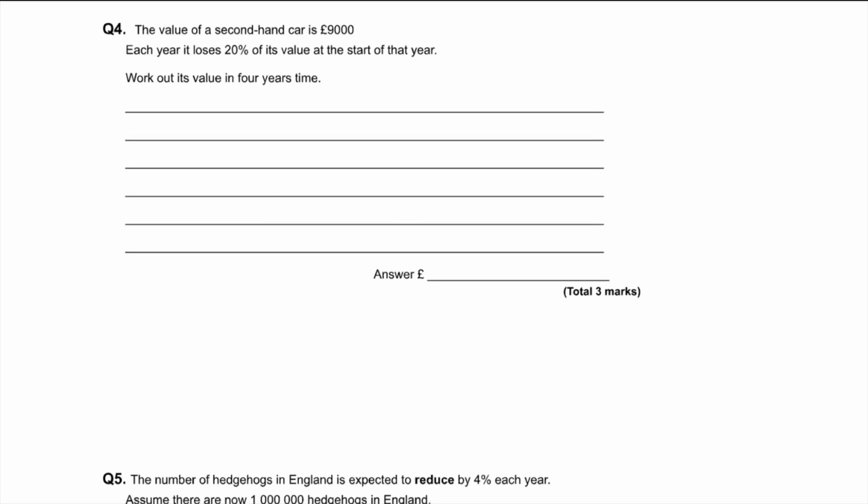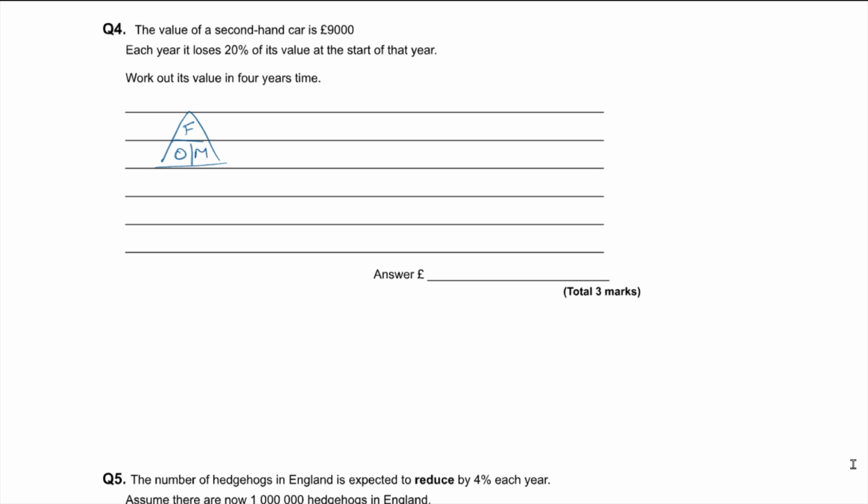Question 4. The value of a second-hand car is £9,000. Each year it loses 20% of its value at the start of that year. Work out its value in 4 years' time. Okay. This is what's called in the trade depreciation. So if you ever buy a new car, if you're lucky enough to have that happen to you, just know that it's going to lose a shed load of money on the very first day that you roll it off the forecourt of the garage.